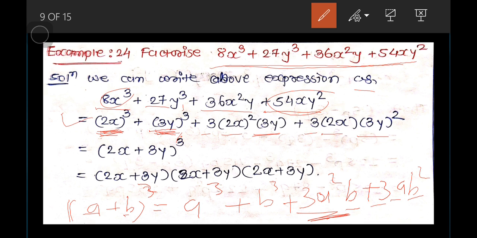So we can directly write this expression as a plus b cube, that is 2x plus 3y cube. As we know, the cube of any number is written as the multiplication of this number 3 times. So 2x plus 3y cube, we can write by multiplying this bracket 3 times, that is 2x plus 3y into 2x plus 3y into 2x plus 3y. So with the help of this identity we have factorized the given expression.